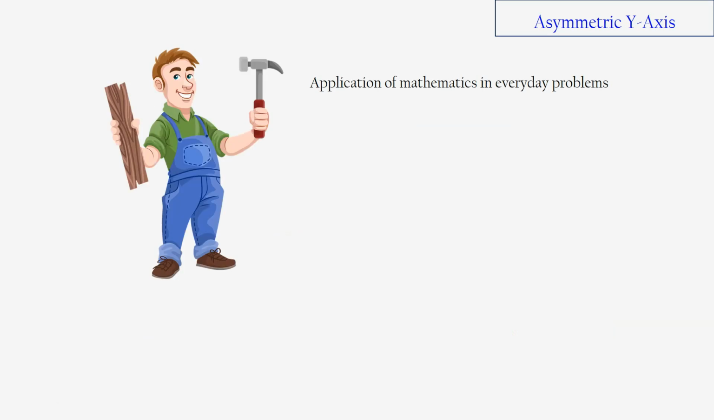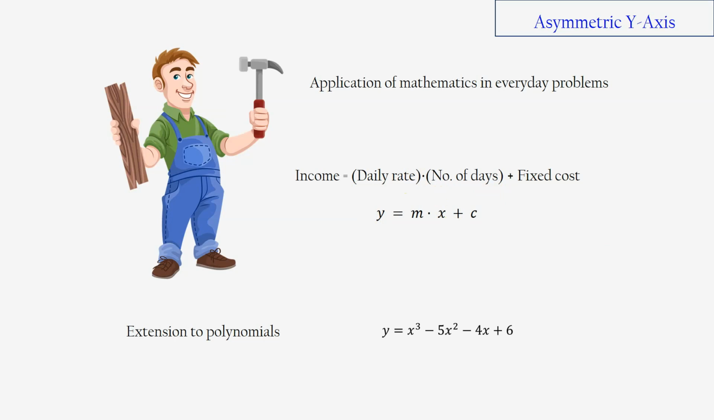Gradually, people discovered that mathematics was the language of the universe, and many phenomena encountered in daily life can be translated into numbers and equations. For instance, a genius handyman of old days could predict his income ahead of time by incorporating his fixed costs with a chosen daily rate and putting them into an equation like y equals mx plus c.